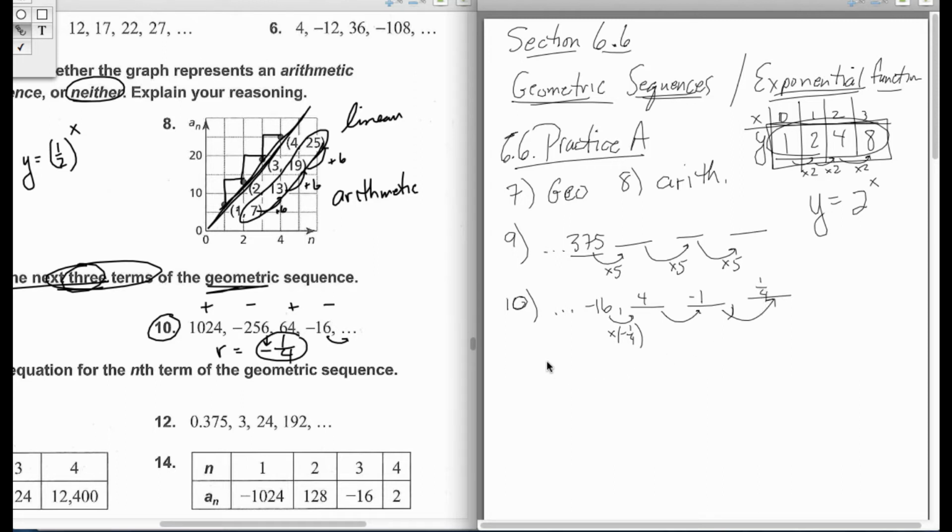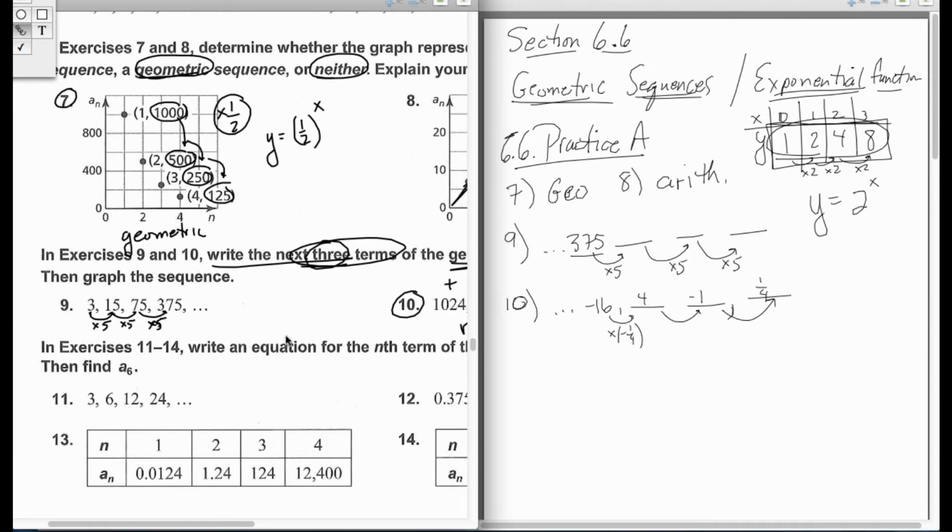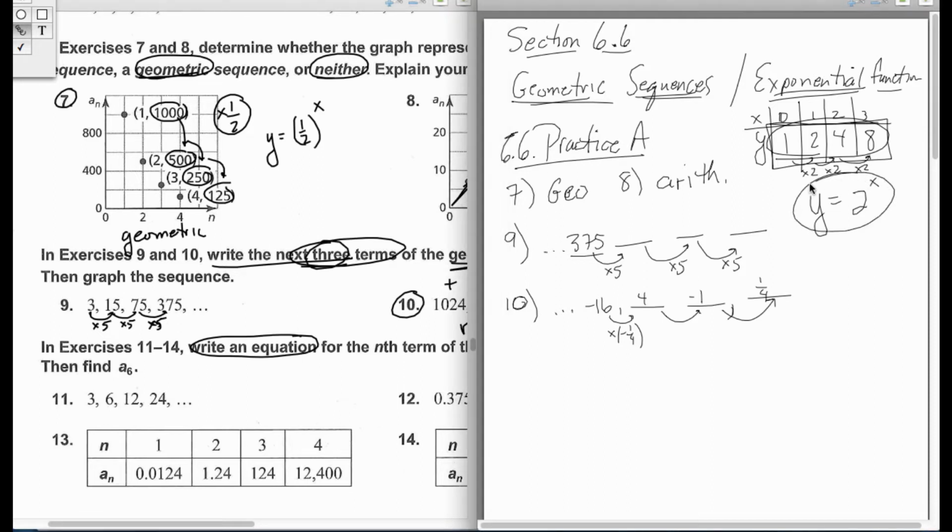Okay? Now what we're going to do, this is kind of new, we're going to write the equation. But it's not really new because we already have been seeing these exponential functions. It's going to be in this form right here. Okay? So we have been seeing y equals a times b to the x. We've been seeing this already. This is an exponential function.